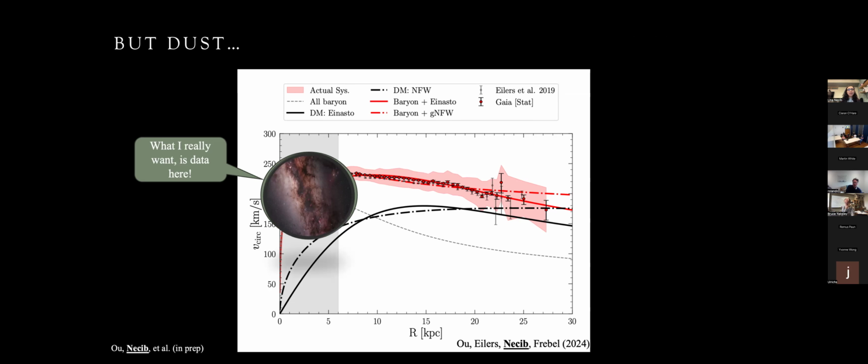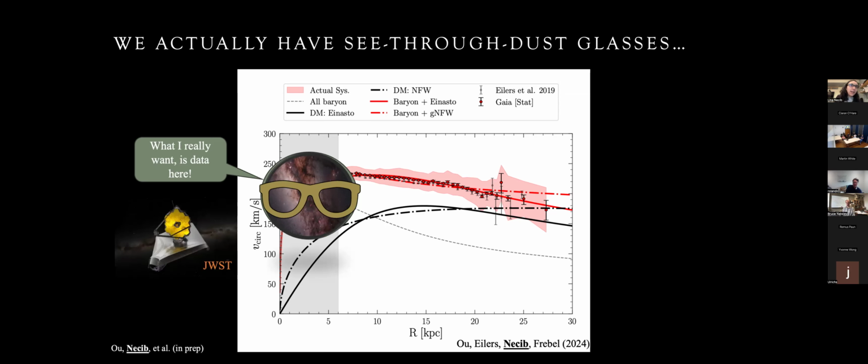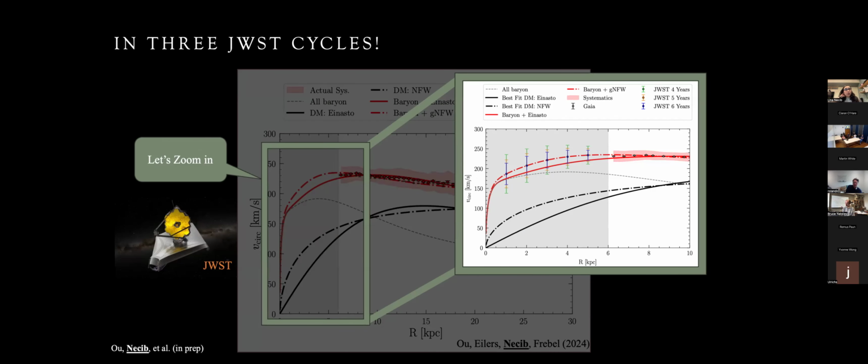So if we keep going with this glasses analogy, what we want is see-through dust glasses. And for that, thankfully, we have a $1 billion pair of see-through dust glasses, which is called JWST. So if we wanted to zoom in here, can we do this in finite time? And the answer is yes.